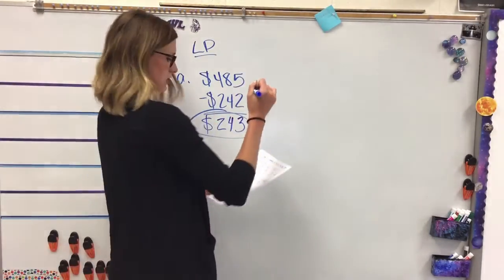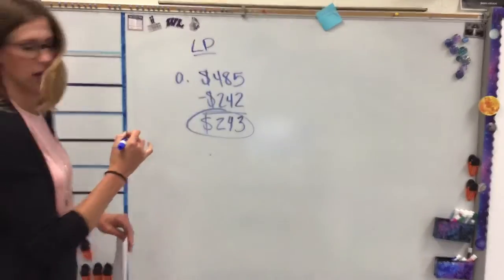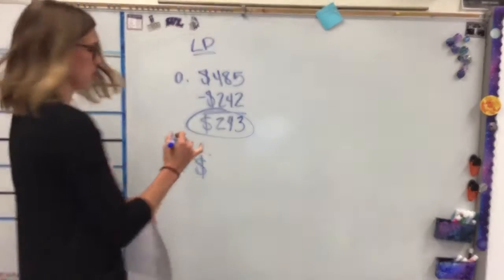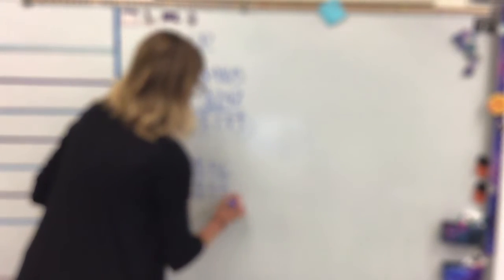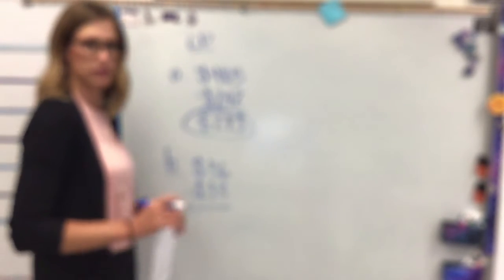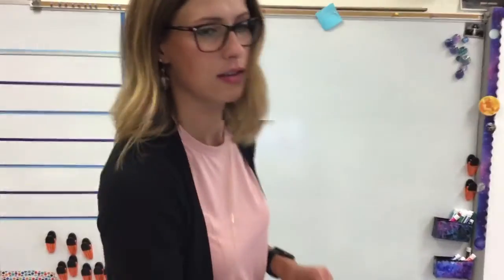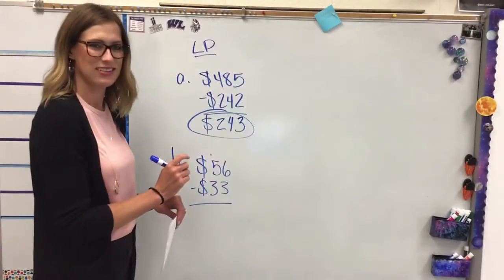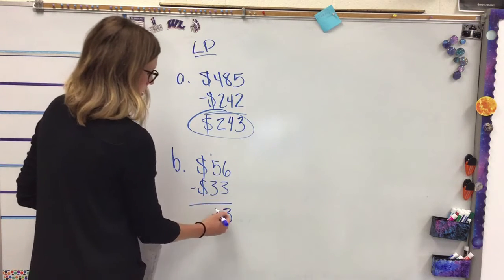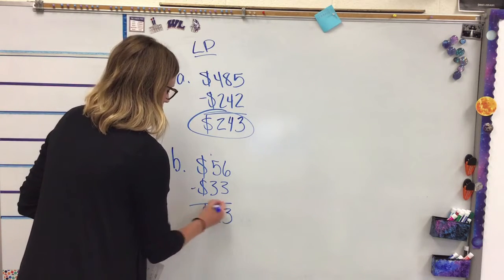B says 56 minus 33. It's dollars, so make sure you got your dollar signs there. 56 minus 33. Sorry, let's see if my camera gets focused. There we go. All right. 6 minus 3 is 3. 5 minus 3 is 2. So we get $23.